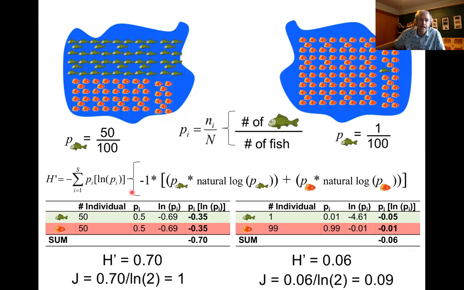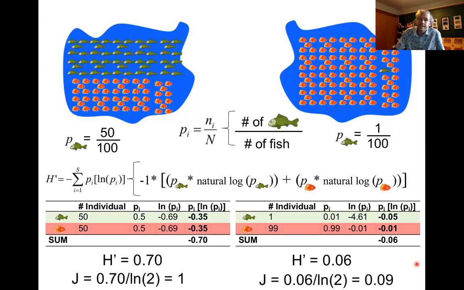And remember, to calculate the evenness, or J, you divide the Shannon diversity index by the natural log of the number of species, in this case 2. So in the first community we end up with a value of 1, and in this one we end up with a value of 0.09. So that is how you calculate the Shannon diversity index.